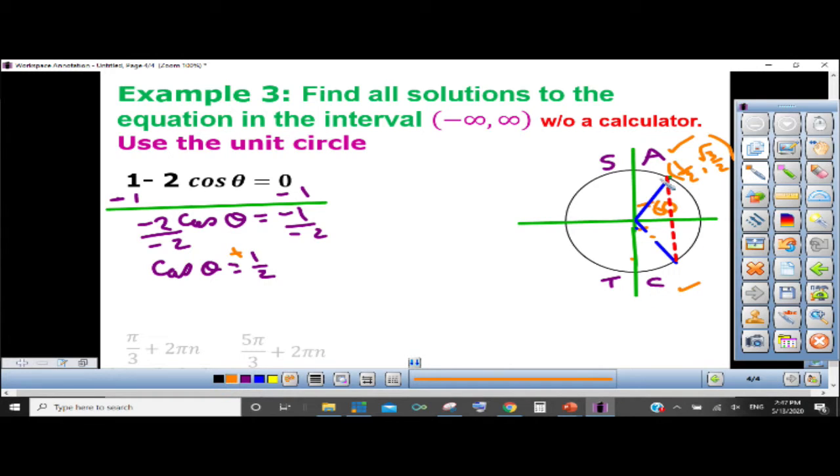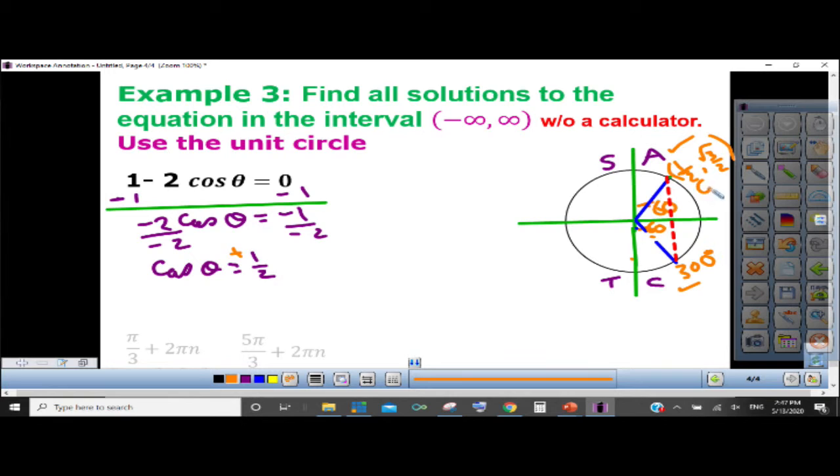So I just reflected here. I just reflect. I know that I have a 60 as a reference angle down here as well. So that's going to give me a 300. So both 60 and 300 are good options for me. 60 and 300. So theta, I'm going to put it here. Theta could have two options, either 60 degrees or 300 degrees.